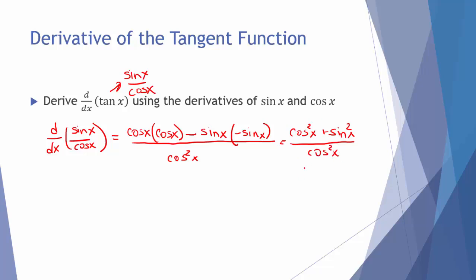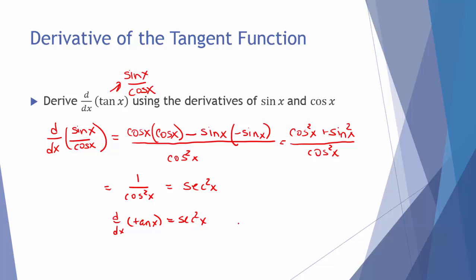And no, the cosine squared x's don't cancel, but what we can use is a trig identity. What is sine squared x plus cosine squared x? That's just 1. So what we get is 1 over cosine squared x, and by reciprocal identities, that tells us that this derivative should be secant squared x. So as it turns out, the derivative of tangent x is actually secant squared x.